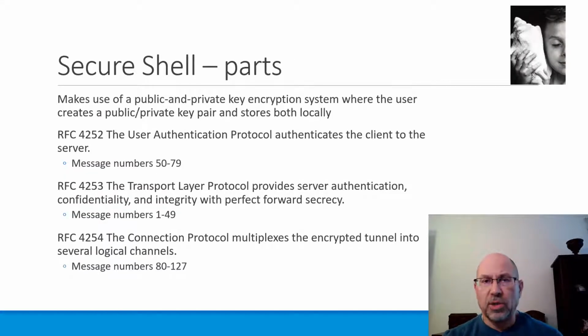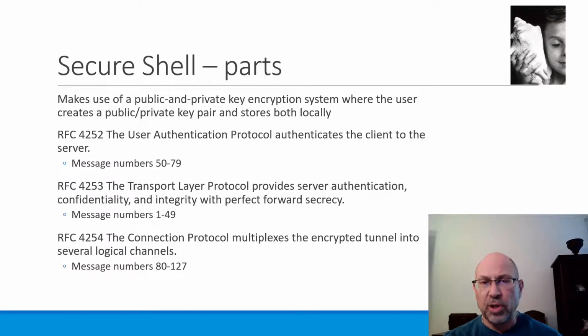Now, there are several parts to the SSH architecture. Some are used more than others. So when you do an implementation, not all of these parts are heavily utilized, but here we go. There's probably the big one, 4253, the transport protocol. So that's server authentication, confidentiality, and integrity with perfect forward secrecy.